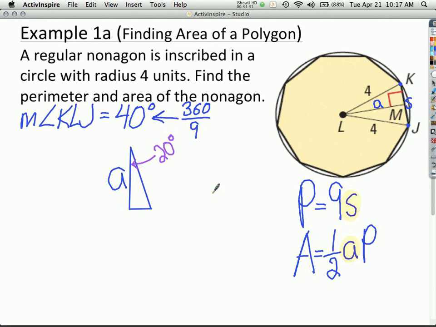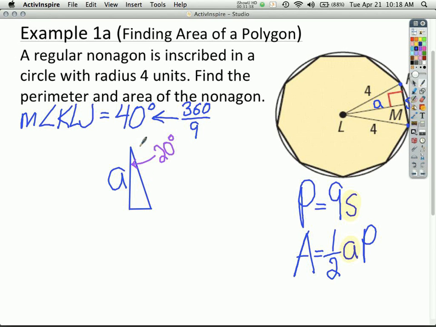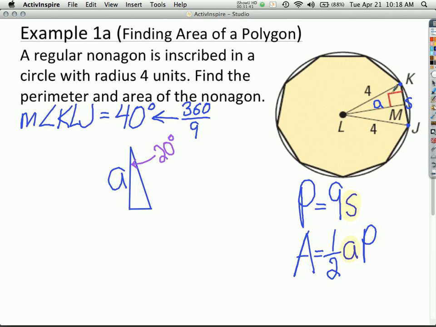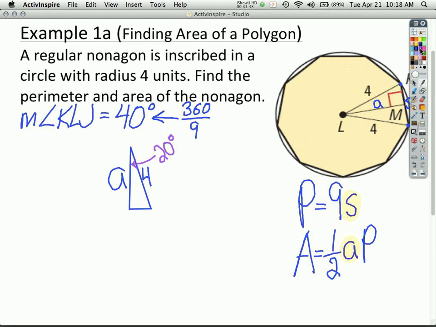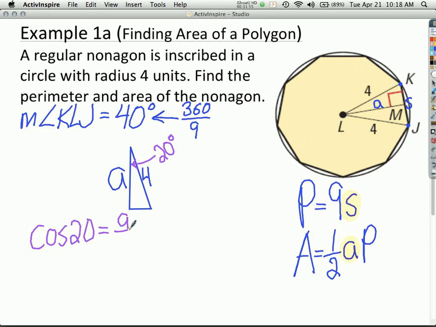I did cosine, so cosine of 20 is equal to A over 4. Okay, so I didn't put in the 4 here, but I took this triangle and I just rotated it and brought it over here. And you said cosine of 20 equals A over 4. Adjacent over hypotenuse. Very good. That's an A, by the way, not a 9. Let's make that an A.